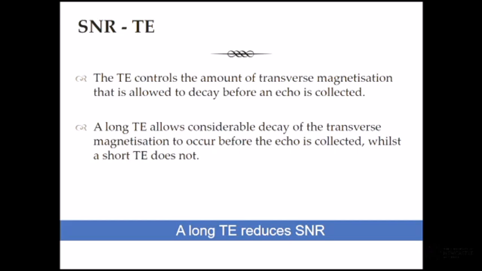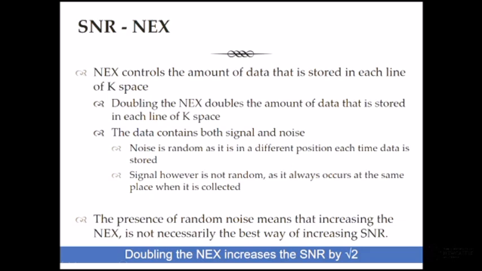A long TE allows considerable decay of the transverse magnetisation to occur before the echo is collected, while a short TE does not. So again, just our learning point: long TE reduces SNR.